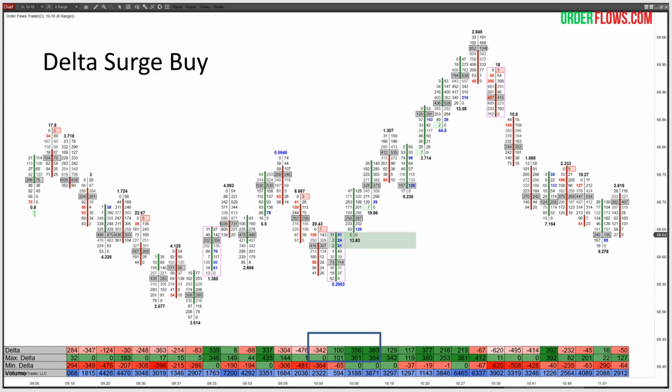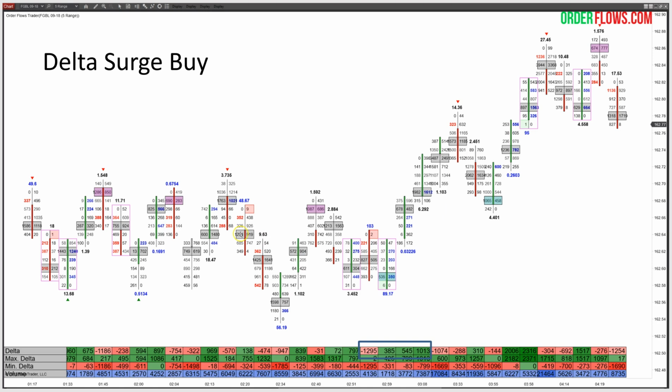So, best way to analyze it is look at a chart. Here, you can see how this market moves up, right? But if you notice the delta, minus 342 right here. And then 100, 356, 383. So what happened is you went from a negative delta to a positive delta. In this case, it's right on this swing low. Positive delta. The next bar, stronger positive delta than the previous bar. And then the last bar is stronger positive delta than the preceding bar. And the market makes the move up. This is the Delta Surge right here.